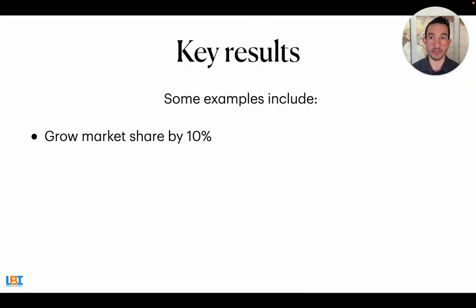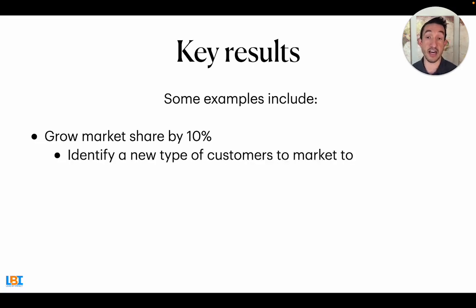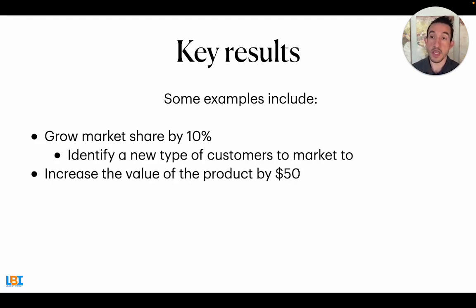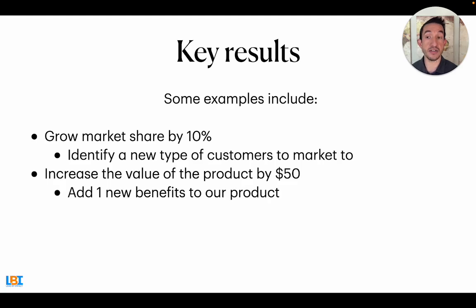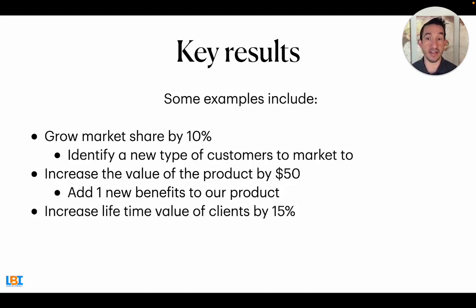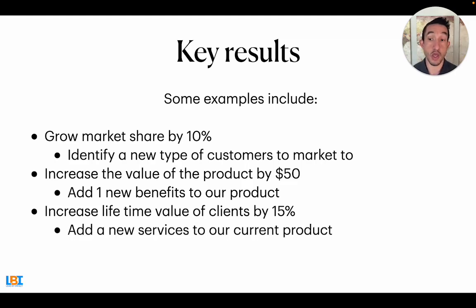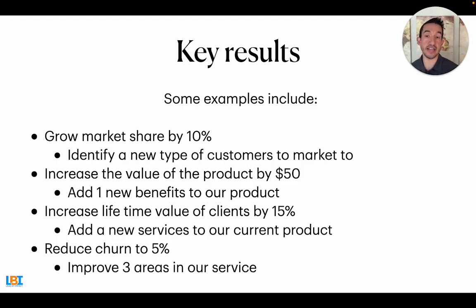So some examples, right? Grow market share by 10%. Perhaps a key result to get there is to identify a new type of customer to market to, right? That's how we can grow our market share. Or if we want to increase the value of our product by $50, maybe we add a new benefit to our product, right? Something that increases the product's value. Another thing is to increase the lifetime value of clients by 15%. So maybe we add a new service to our current product. Or we want to reduce churn to 5%, and so we improve 3 areas in our services. So these are the results that we're trying to hit in order to achieve the objective.